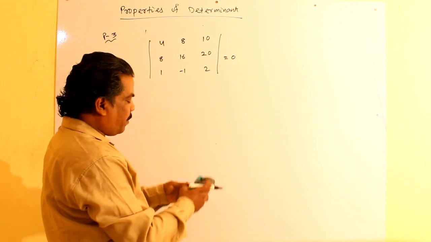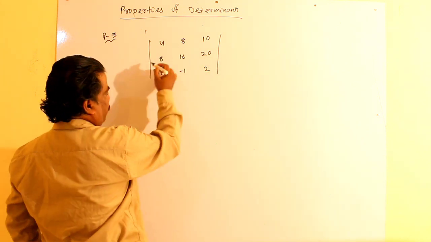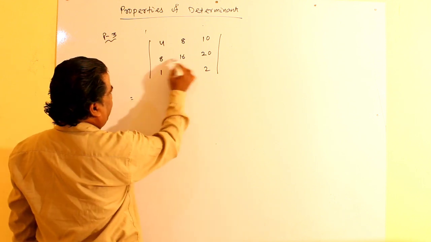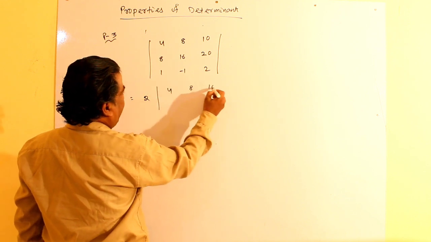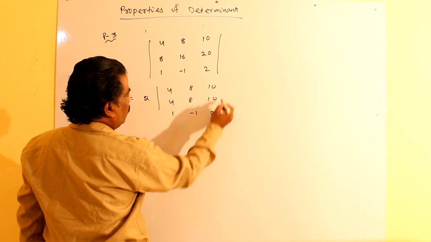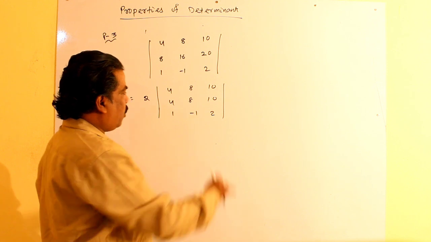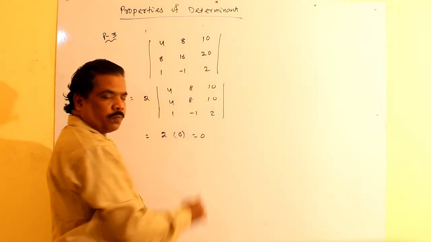Or otherwise, if you take a common factor from row 2, now we observe 2 is a factor, 2 is taken as common, 4, 8, 10 and 4, 8, 10, 1 minus 1, 2. Here you observe that two rows are equal. Row 1 and row 2 are equal, then the value of determinant is 0.